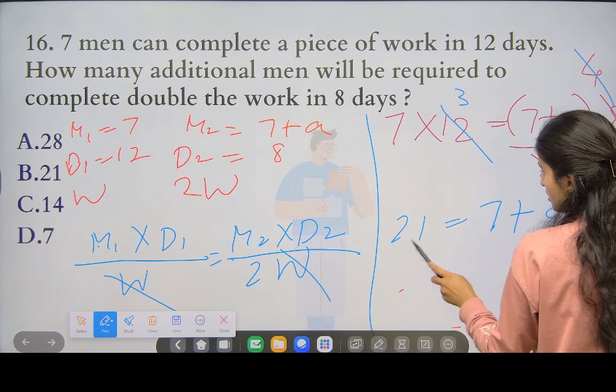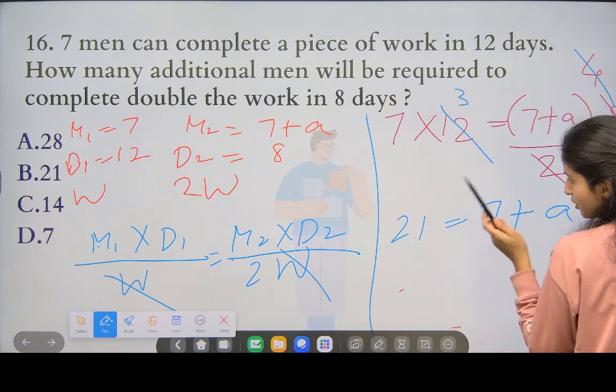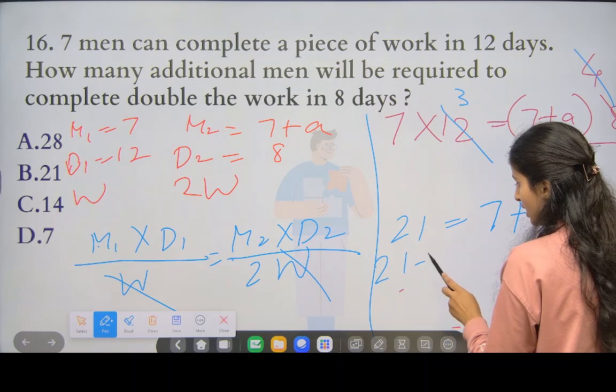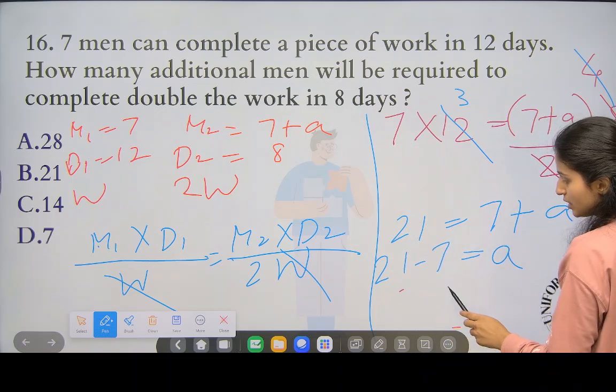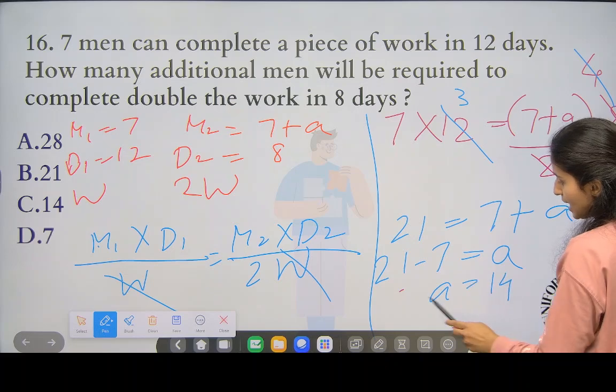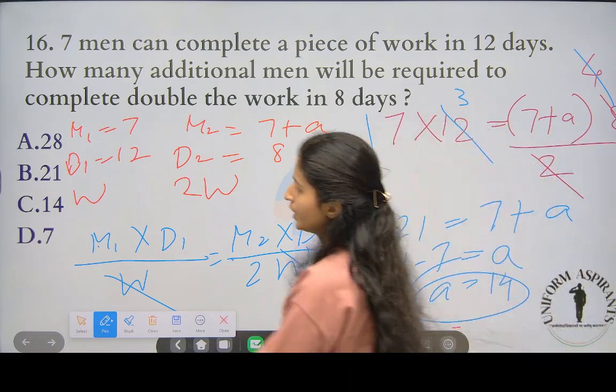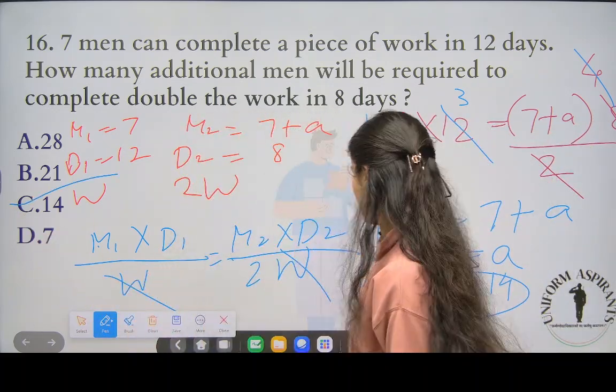Fine. Now this 7 is addition here. After going there, subtraction. So 21 minus 7 is equal to A. So 21 minus 7 is 14. Yes, right. A is equal to 14. How many additional are required? 14. Okay. Next.